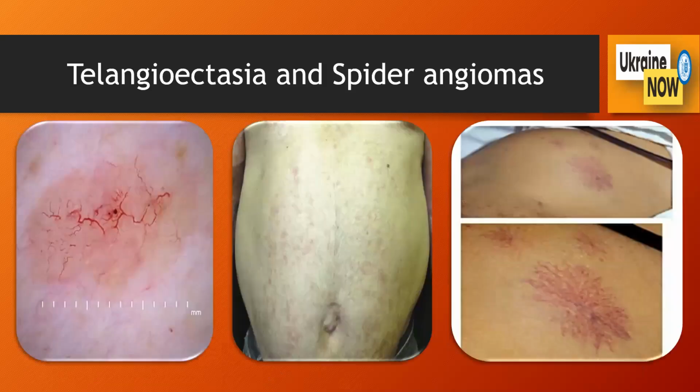The next pathological signs that can arise on the abdomen are telangiectasias and spider angiomas. Telangiectasias, also known as spider veins, are small dilated blood vessels that can occur near the surface of the skin or mucous membranes, measuring between 0.5 and 1 millimeter in diameter.